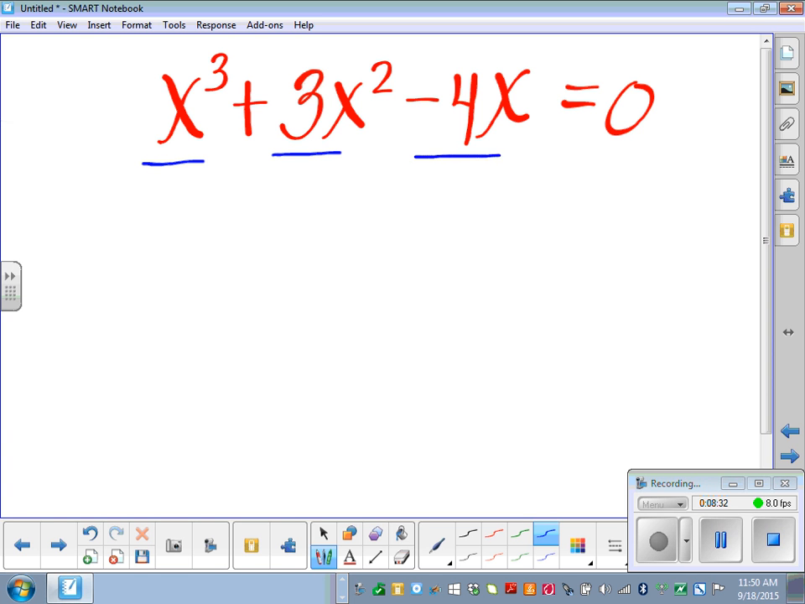I have all terms here, 1, 2, 3 terms. I'm going to look at all of them and see if I have something in common I can pull out. So notice in x cubed plus 3x squared and negative 4x, they all have an x in common. So I'm going to factor out an x. Well, we've got to go through and write what's left in the parentheses after we factored out an x.